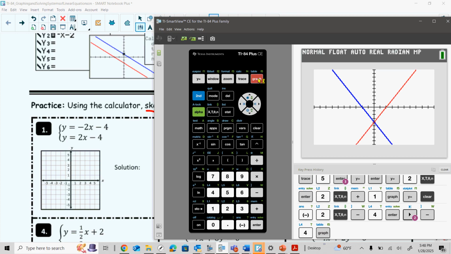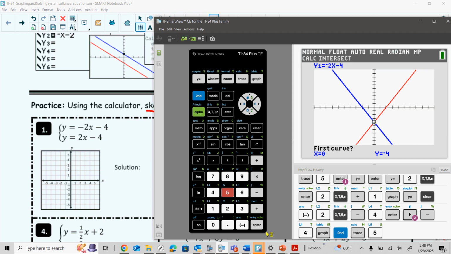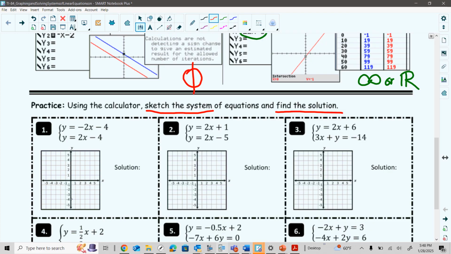Now I see the lines intersecting, so I know there's a solution. To get to the solution, you hit second trace, pick the word intersection, which is number 5, and then hit enter 3 times. 1, 2, 3. And there's your solution: the intersection at 0, -4. We know it's right here. They just want you to sketch the graph.